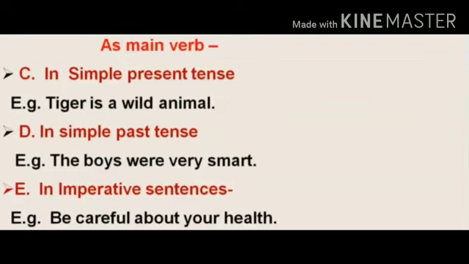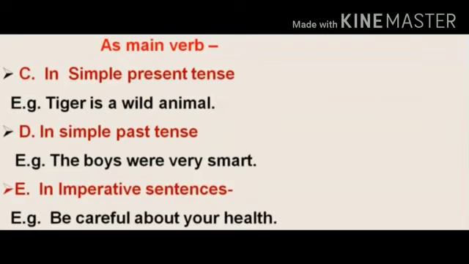These verbs are also used in imperative sentences. Remember, students, imperative sentences are those sentences in which any sort of command, request, suggestion, advice, or prohibition is stated. Like, be careful about your health. In this sentence, be is a main verb. And the most common sentence you have heard many times in your classroom from your teacher whenever you are making a noise, be quiet. In this sentence, be is also a main verb.